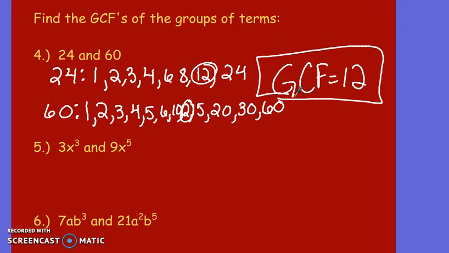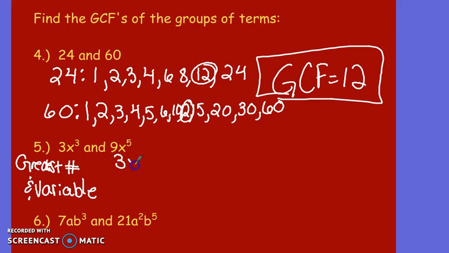Notice with number 5, now we have some variables and some exponents. Whenever you have these, you want to find the greatest number and variable. So let's first look at our 3x cubed and our 9x to the 5th.